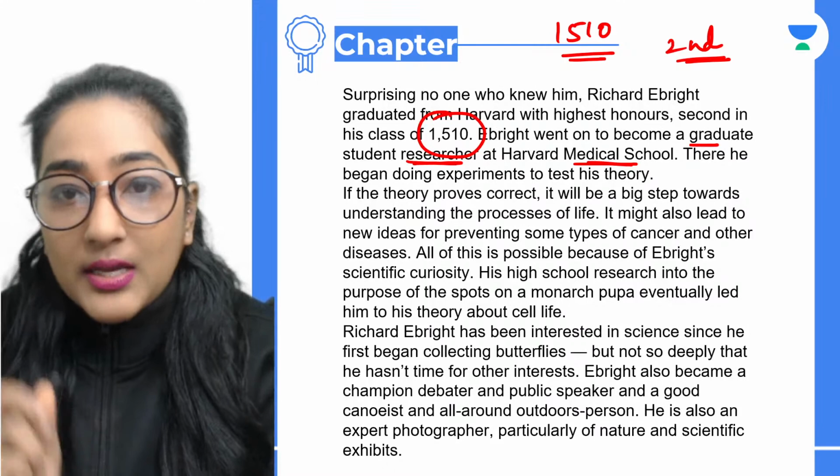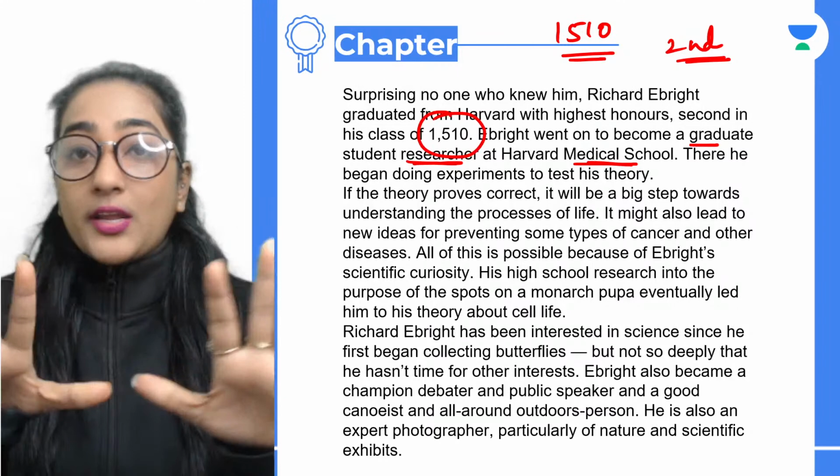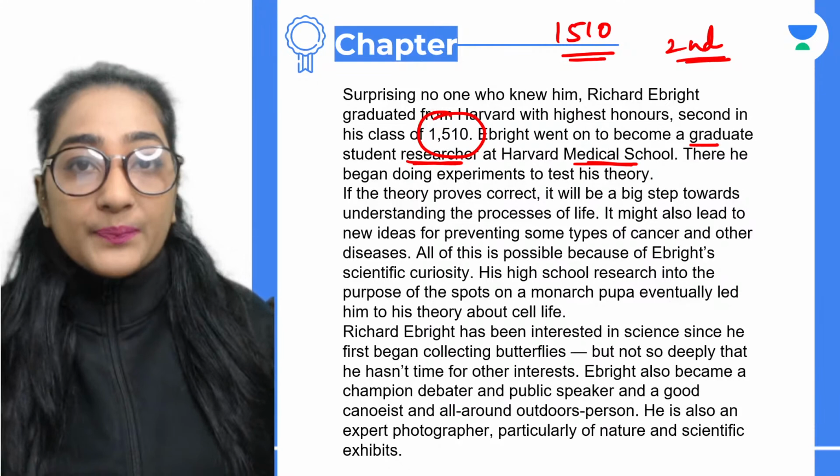There he began doing experiments to test his theory. Now he found his theory. This is how scientists do. Theory mil gayi. Okay, theory mil gayi ki copy ho raha hai. All right, blueprint ekdam DNA ka, and that is how it is happening. Now he wanted to experiment that. Theory is now clear. He wanted to testify it.